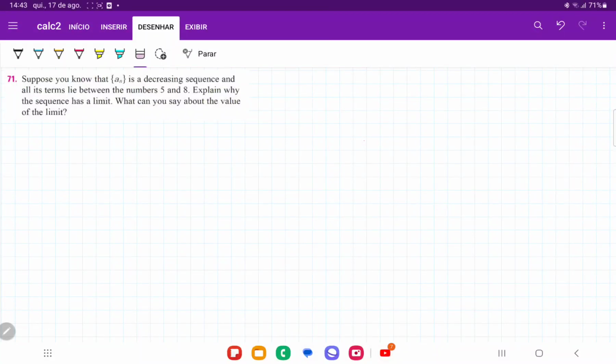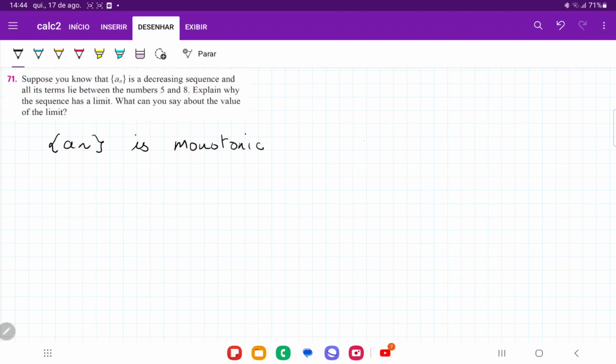So for number 71, it tells us that an is a decreasing sequence and all its terms lie between the numbers 5 and 8. So what can we know about this? If an is always decreasing, it means that an is monotonic. So it means that it's always going in one direction, right? Either always increasing or always decreasing.